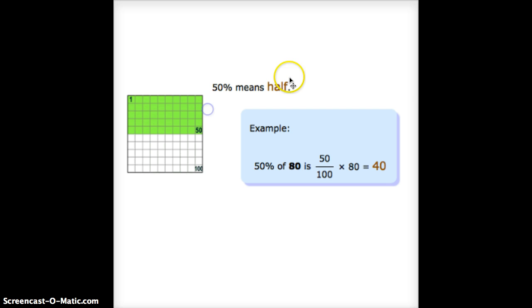Okay, let's look at another example. Here I have 50%, and 50% means half. Same example, I have a 10 by 10 grid with 50 squares shaded in, that's half of them. And I'm still going with the 80. 50% of 80 means I have 50 per 100. I multiply that times 80, and I get 40. So half of 80, or 50% of 80, is 40. If you count all these squares up, there's 10, 20, 30, 40. 50% means I have half of the whole thing, and half of 80 is, in fact, 40.